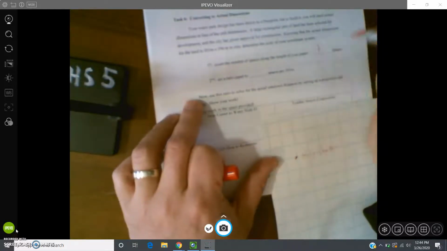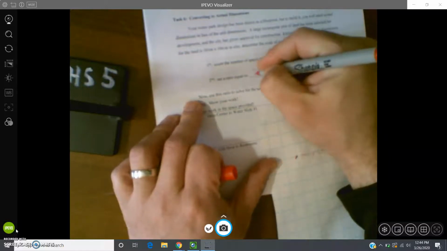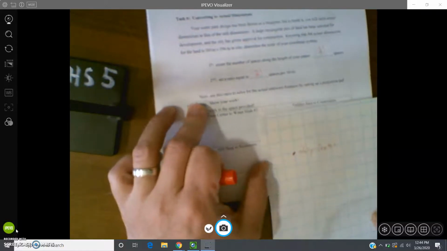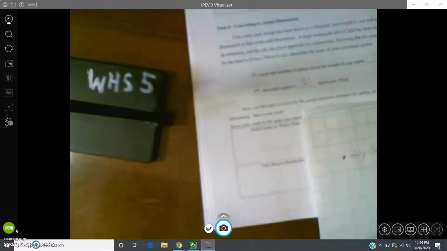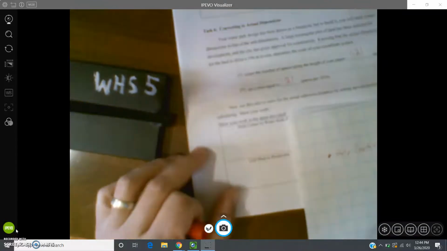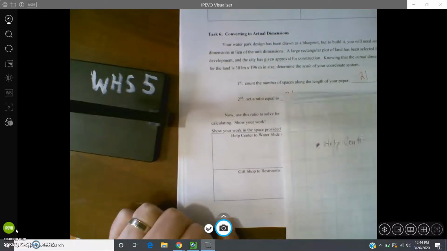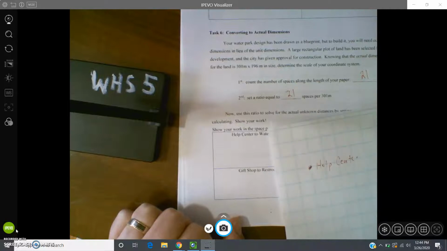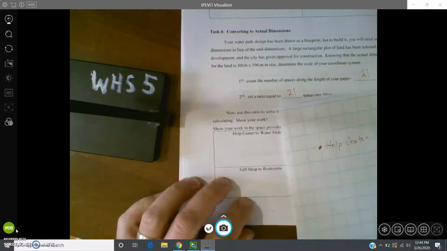And it says set the ratio equal to blank spaces per 301. So that's 21 spaces for 301 meters. Sorry, that's a little blurry. Let's see if I can fix that. There we go. So we have this set up, and you can see it's still a little blurry, but I don't know if there's much I can do. That is going to be our ratio, and we've done this quite a few times when we're setting up proportions, and that's exactly how I think to do this problem.